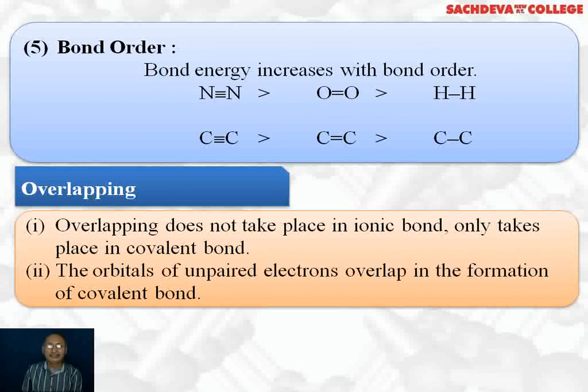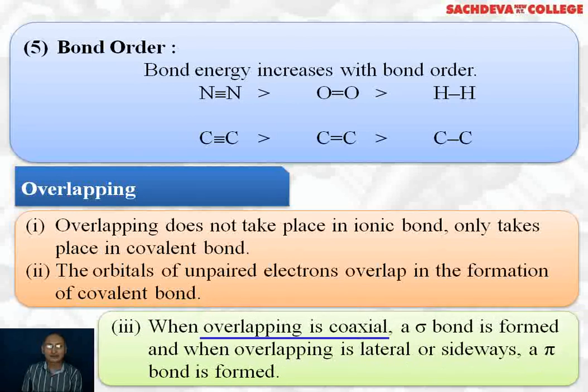Now it is not that each and every atomic orbital can overlap. Only those atomic orbitals can overlap which have a single electron, that is unpaired electrons. So only half-filled atomic orbitals or the orbitals having unpaired electrons can take part in covalent bond formation.